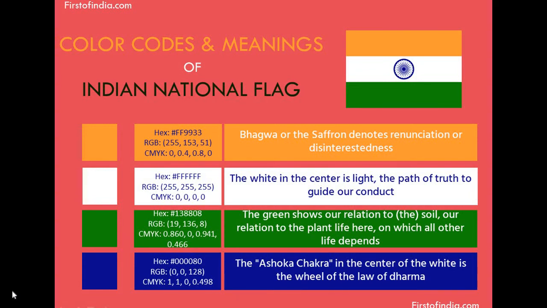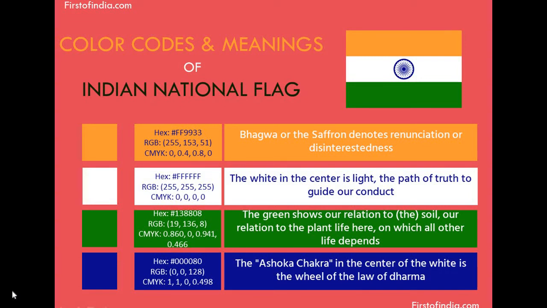on which other life depends. Here the green color shows our connection with the land, the life. That is why we call it dharti maa, our earth, mother earth, right? So this is what it denotes.